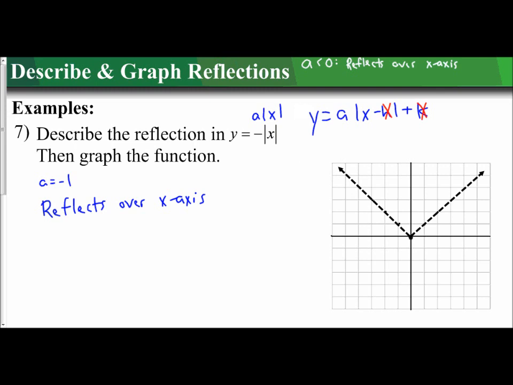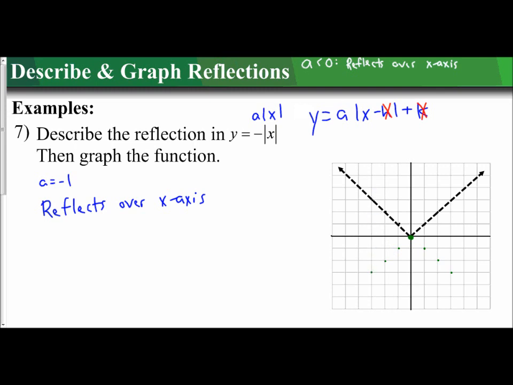And now we graph the transformation, the reflection. I'm telling you, it reflects over the x-axis. That means every point reflects over the x-axis. And so (0, 0) is already on the x-axis, so it stays the same. The point (1, 1) is 1 unit away from the x-axis, so I'm going to go 1 unit down. Next point is 2 units away, so I go 2 units down. 3 units away, go 3 units down. 1 unit away, go 1 unit down. 2 units away, go 2 units down. 3 units away, go 3 units down.